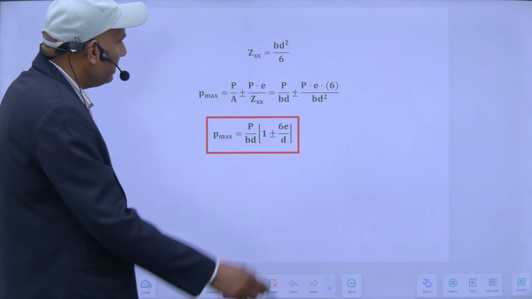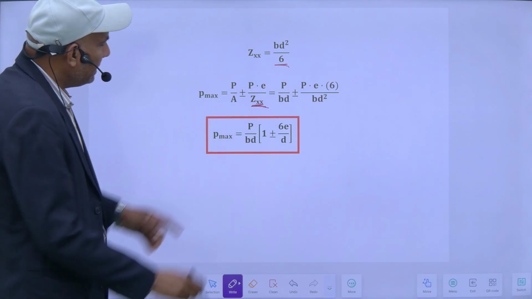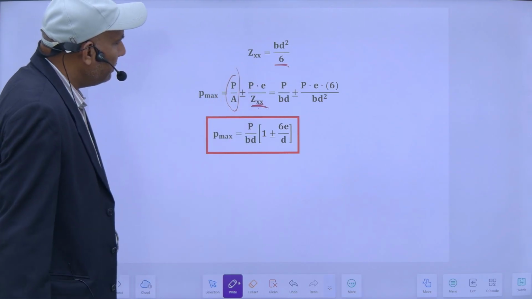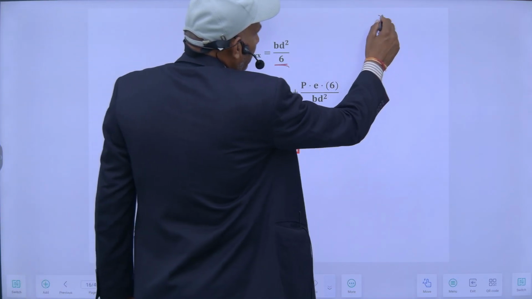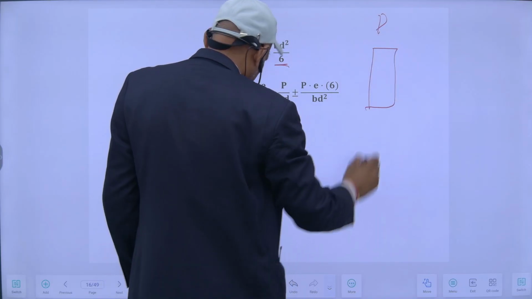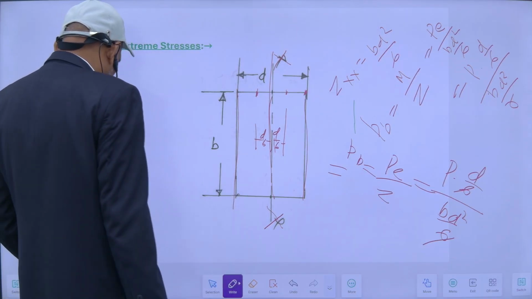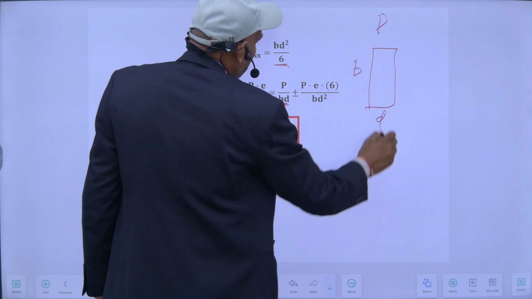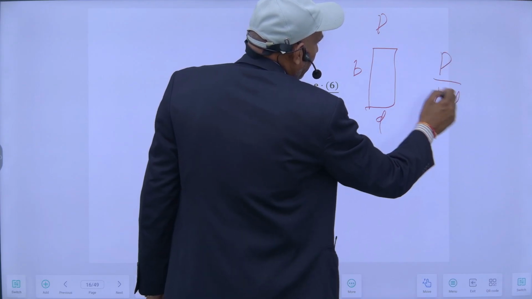So if I put this value here in place of Z, this is direct stress and this is M upon Z, bending stress. So maximum stress will be this one. The direct stress will be load upon area. This is my B and this is D. So direct stress will be load upon area, which is P upon BD.